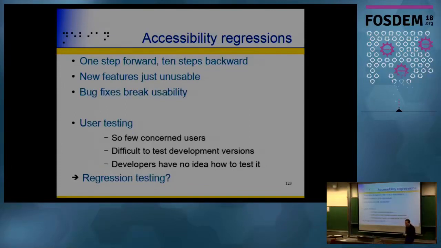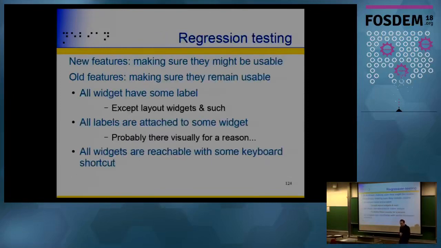And user testing doesn't work because there aren't so many concerned users, and it's difficult for them to test the development versions of your software. And the developers themselves don't have any idea how to actually fix it because they are not accessibility experts. So how to test this? What should be done? Regression testing could be an idea to make them learn progressively. So new features should hopefully be usable. That is, there are shortcuts, there are logical relationships. Is that convenient? Maybe not, but at least the new feature with some effort should be accessible. I mean, for the person who actually needs accessibility, maybe it's not convenient, but at least they can achieve the task, with more time than should ideally be needed, but at least it does work.